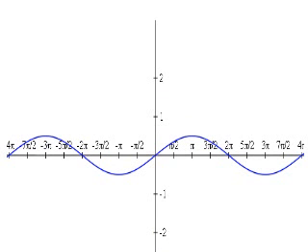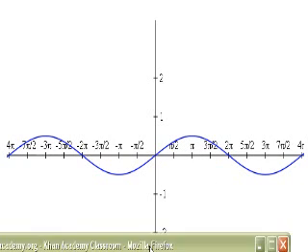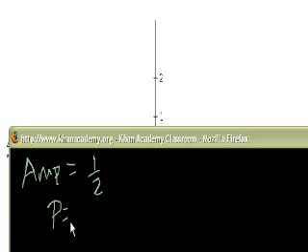And how many cycles does it complete within 2 pi radians? Let's see. If we start here, it looks like it completes only half a cycle, right? Because it takes 4 pi radians to complete the entire cycle. So it only completes half a cycle. So we could think of it either two ways. We could say that the period is equal to 4 pi, because that's how long it takes to complete one cycle. Or we could say it can only complete half a cycle within 2 pi radians.